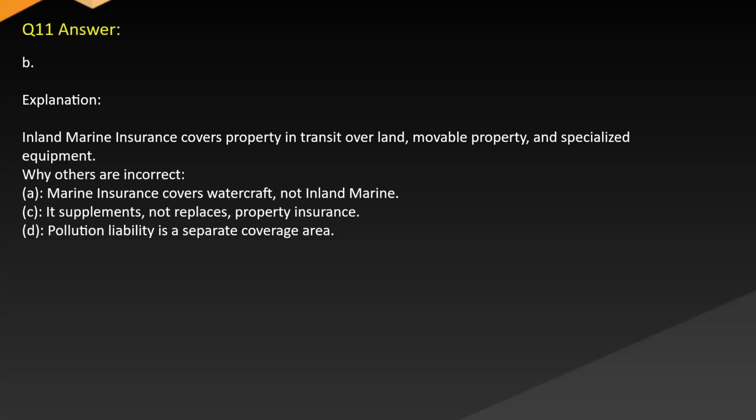Answer: B. Explanation. Inland marine insurance covers property in transit over land, movable property, and specialized equipment, while others are incorrect. A. Marine insurance covers watercraft, not inland marine. C. It supplements, not replaces, property insurance. D. Pollution liability is a separate coverage area.